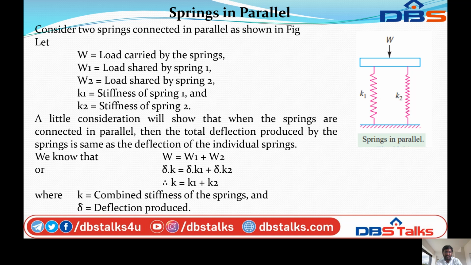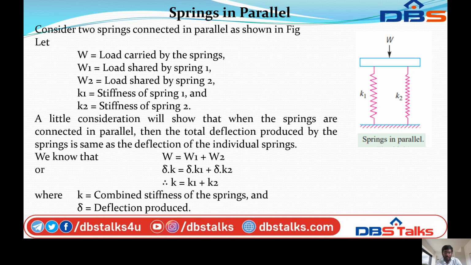A little consideration will show that when the springs are connected in parallel, the total deflection produced is the same as the deflection of the individual springs. So we know that W is equal to W1 plus W2. So K delta is equal to K1 delta plus K2 delta. The delta is common, so it cancels. Therefore K is equal to K1 plus K2, where K is the combined stiffness of the springs and delta is the deflection produced. So these are the springs connected in parallel.